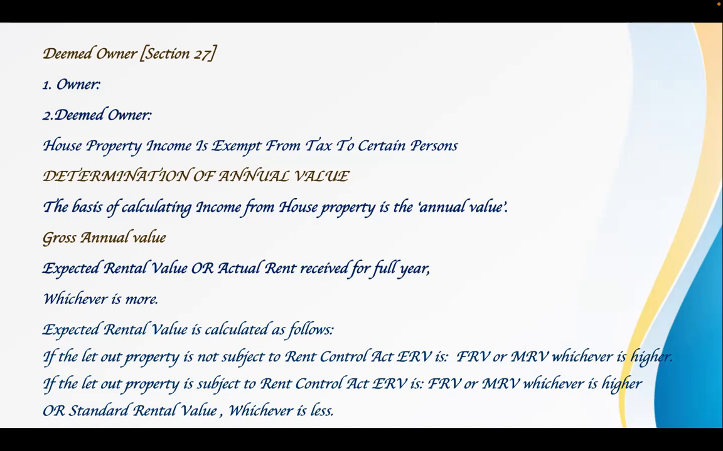Determination of annual value. The basis of calculating income from house property is the annual value. How is the annual value calculated? The expected rental value or the actual rent received for the full year, whichever is more, is to be taken. Expected rental value is calculated as follows.